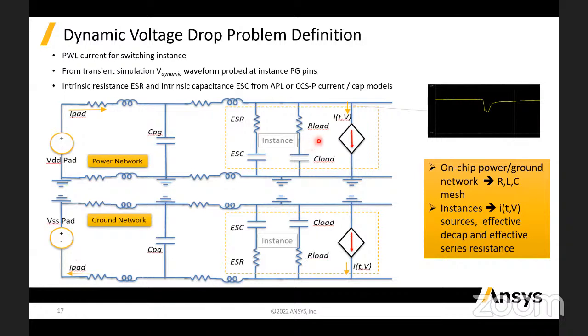All these are connected together in the circuit, and then the matrix solve is done for all these millions of instances together. And the voltage waveform at each and every power pin and each and every ground pin of the instance is computed. So all this happens in the RedHawk-SC simulation environment.